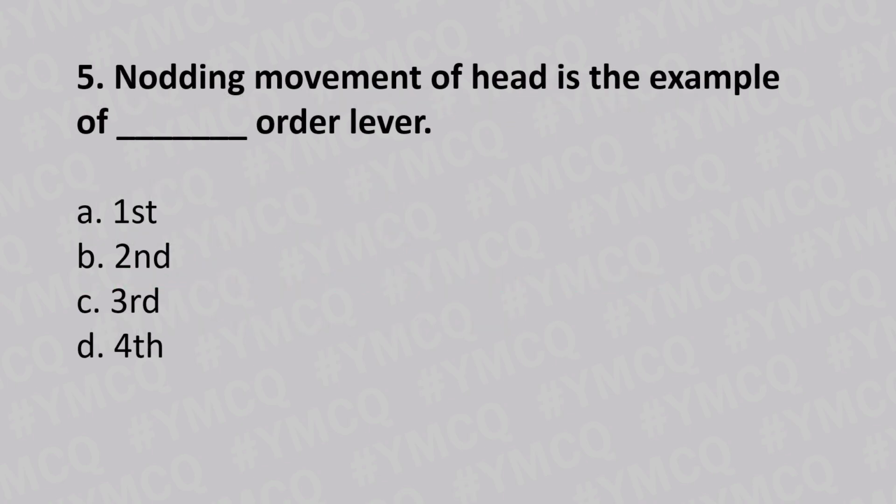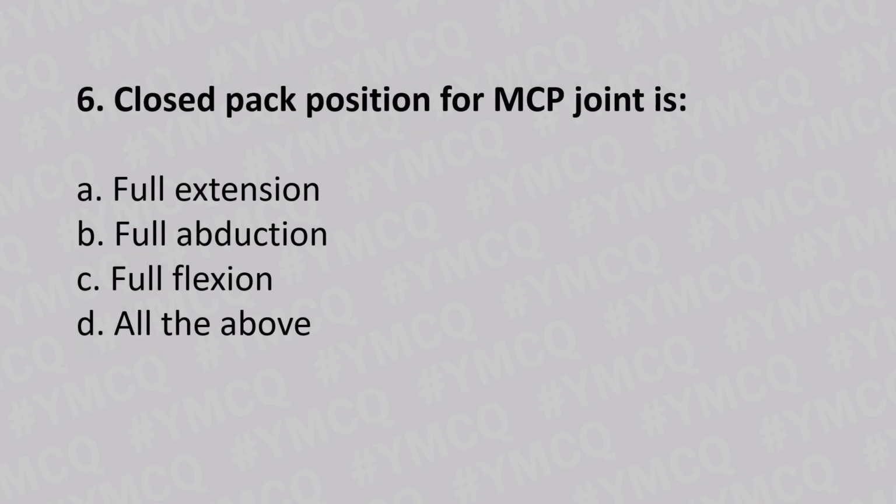Nodding movement of the head is an example of dash order lever. Option A first order lever, option B second order lever, option C third order lever, option D fourth order lever, and the answer is option A first order lever. Moving to our sixth question.